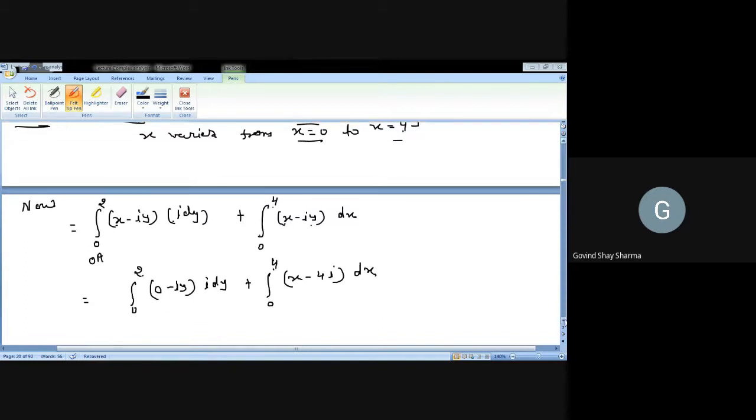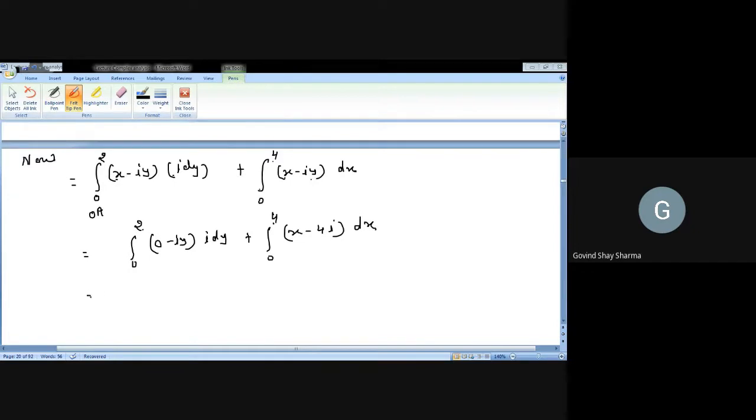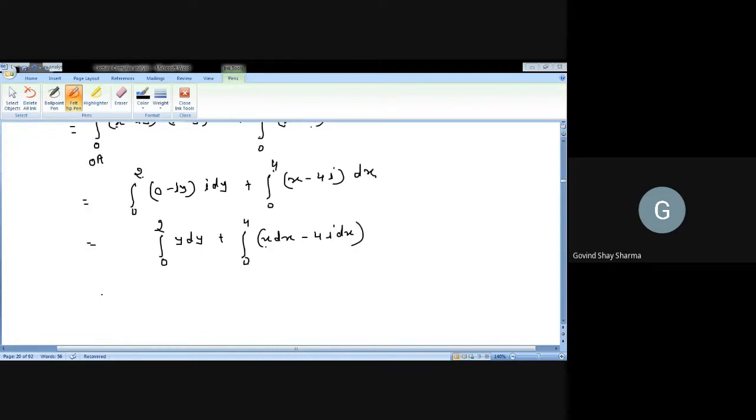Now we can write integral from 0 to 2 of iota squared, which is minus 1, times y dy, plus integral from 0 to 4 of x dx minus 4 iota. So this becomes y squared by 2 from 0 to 2, plus x squared by 2 from 0 to 4, minus 4 iota x.